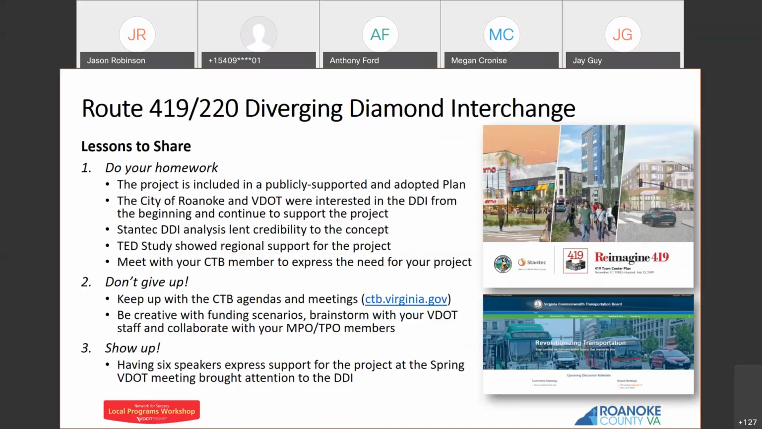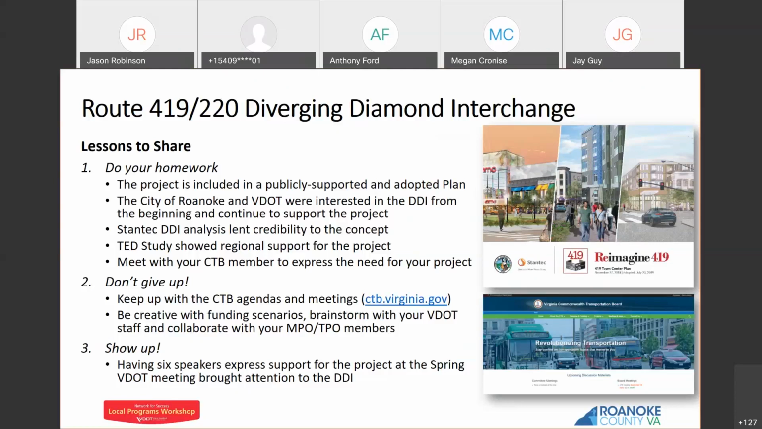And we did meet with Dr. Smoot and told him why the project was so important to us and how it would improve some big problems that we had in the county. And then don't give up. Keep up with the CTB agendas and the meetings. I have them on my calendar every month to check in and see what's on the agenda.